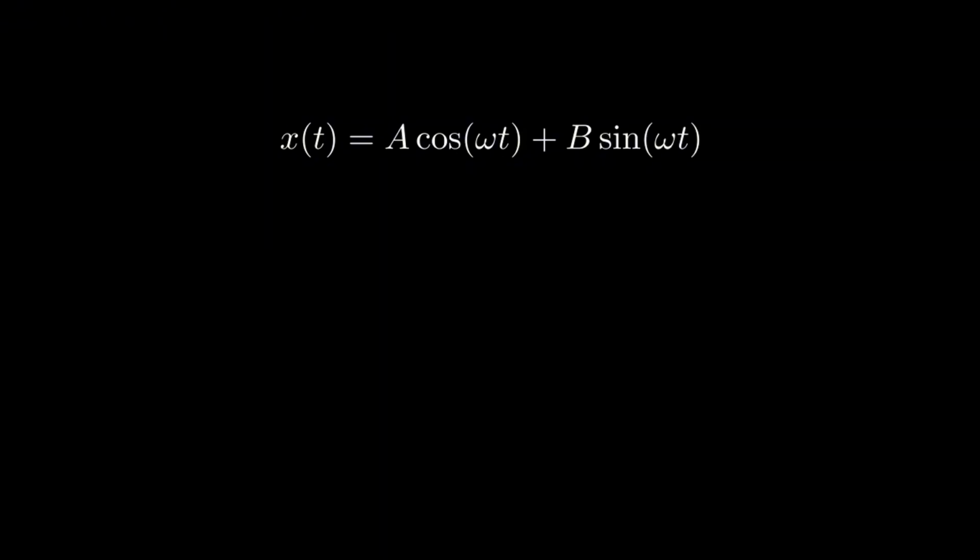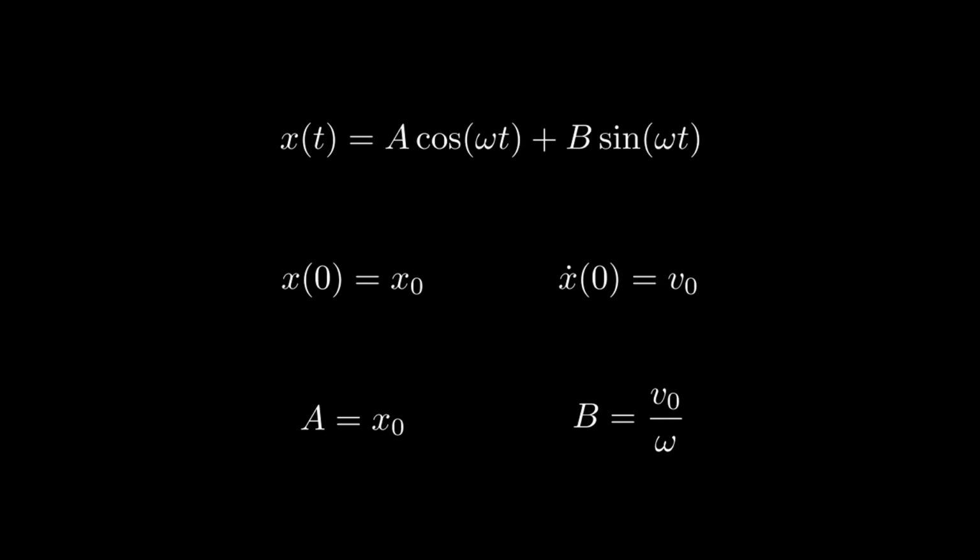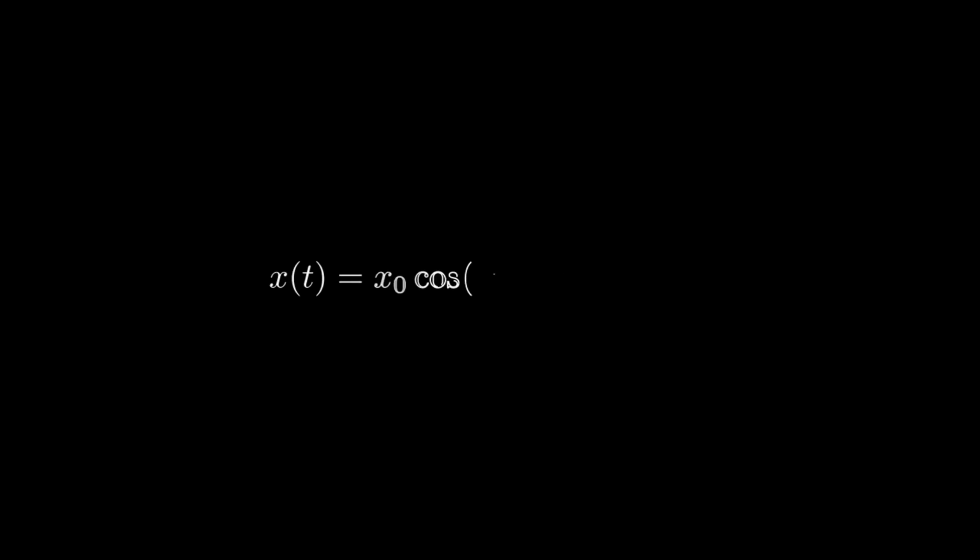But what are a and b? Well, these depend on the initial conditions, that is, where the mass starts and how fast it was moving. If we let x of 0 equal x naught and x dot of 0 equal v naught, then we get that a equals x naught and b equals v naught over omega. So our solution to this equation becomes x of t equals x naught cosine omega t plus v naught over omega times sine omega t.